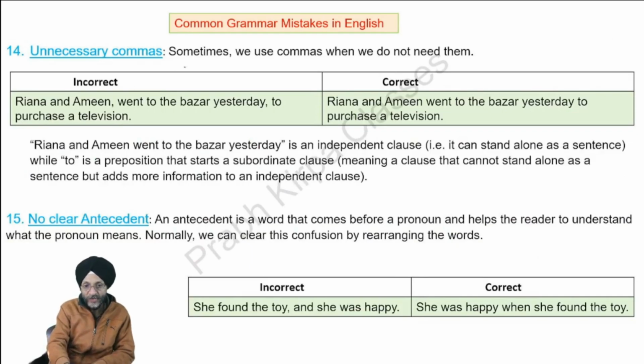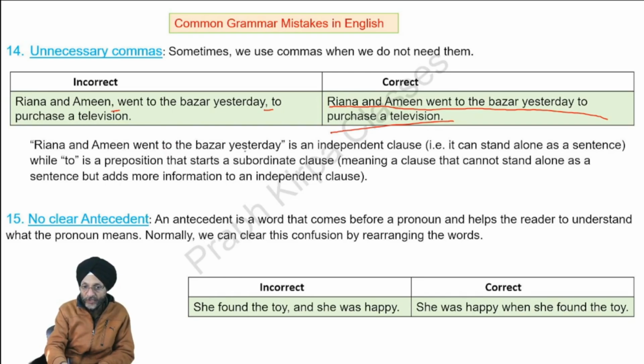Sometimes we use unnecessary commas when we are writing a sentence. We may not need them. For example, Rihanna and Amin, went to bazaar yesterday, to purchase a television. Here you will see we have added commas after Amin and after yesterday. There is no need of the same. The correct sentence will be Rihanna and Amin went to bazaar yesterday to purchase a television. There is no need of any comma.